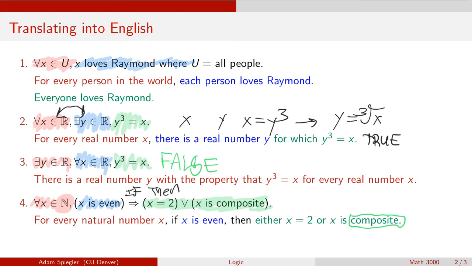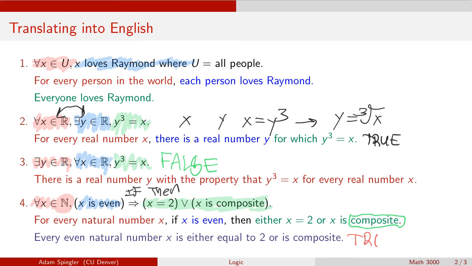And so maybe we can state this a little bit more elegantly. I'll give that a shot over here. So this would be logically equivalent to saying every even natural number x is either equal to 2 or it is composite. And if you're curious about whether this one is true or false, this is a true statement.